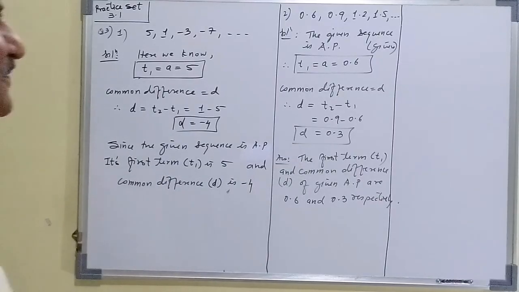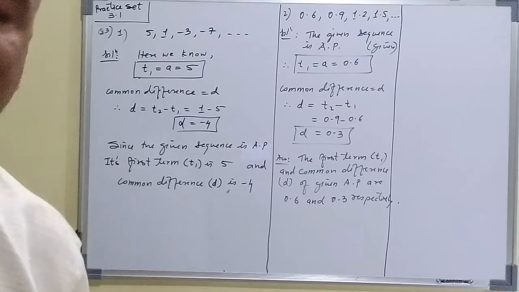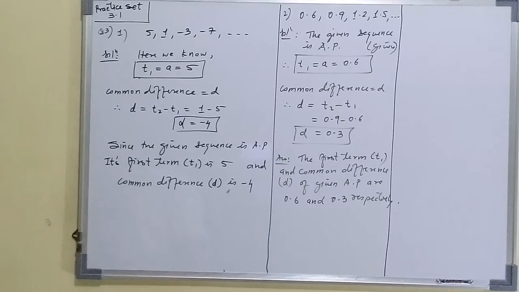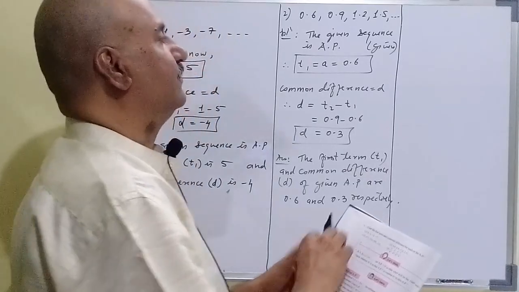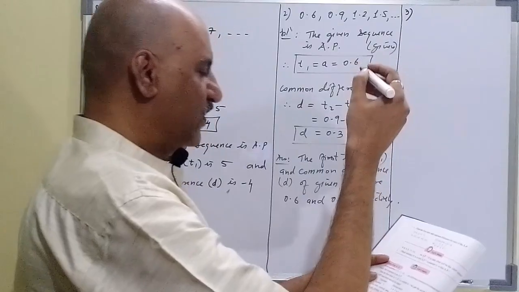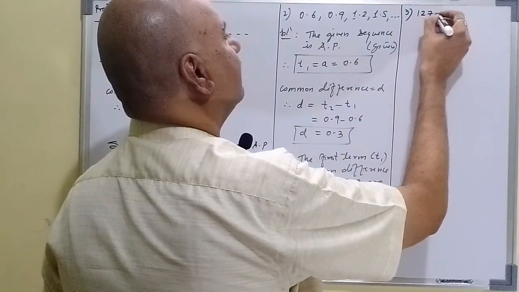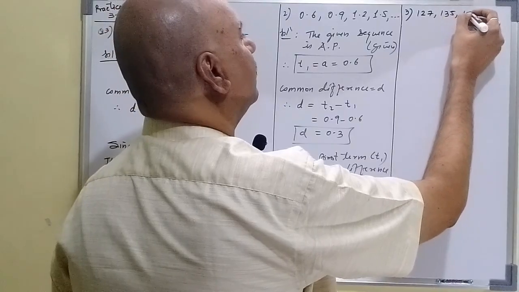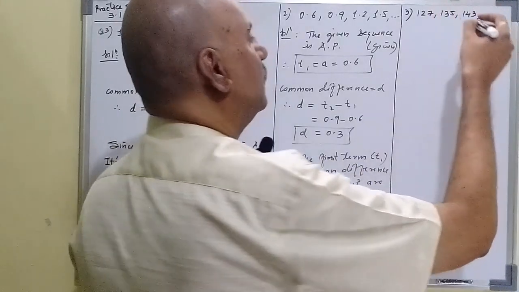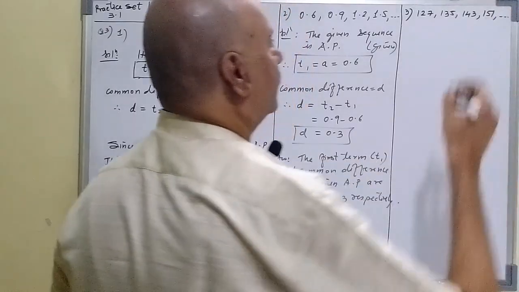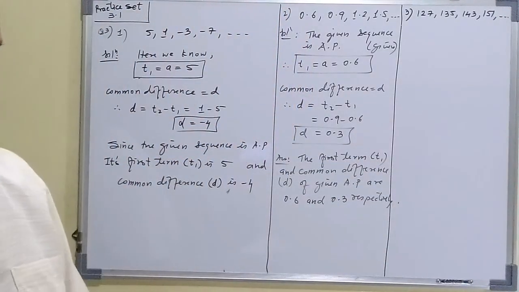नेक्स्ट क्वेश्चन नंबर 3 पे जाते हैं. जो सब क्वेश्चन 3 है, क्वेश्चन नंबर 3 सब क्वेश्चन 3 है. सीक्वेंस क्या दिया है देखो. अच्छा उन्होंने दिया है 127, 135, 143, 151, dot dot dot. Okay.